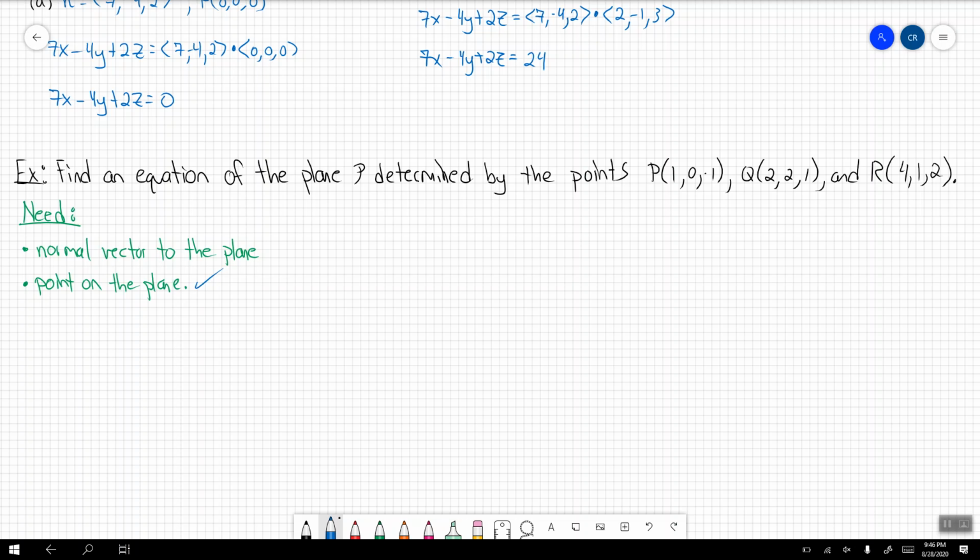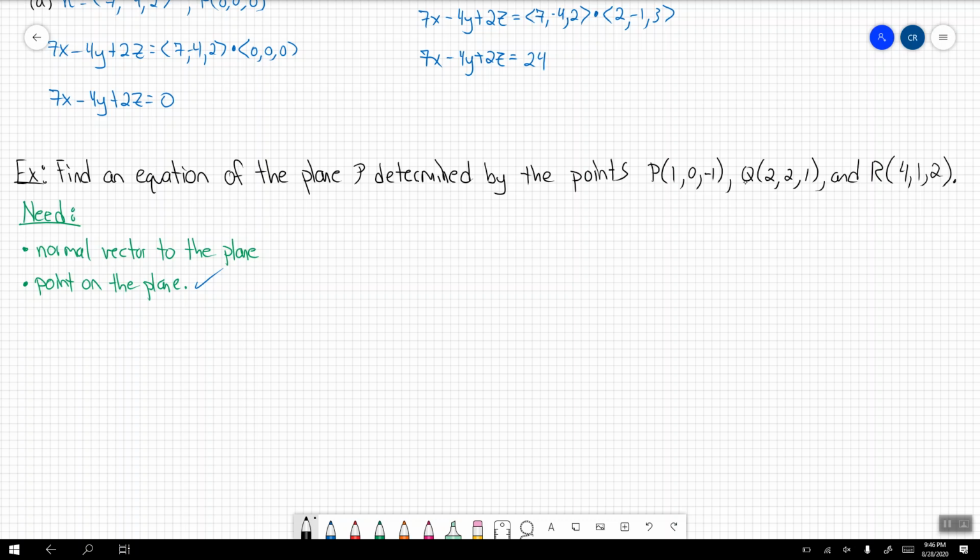However, the normal vector to the plane, we don't have that option. We need to construct that, or we need to find that. So let's start brainstorming some ideas. If we have 3 points on that plane, how can we extract, some way, somehow, with all the tools that we've developed so far in the previous sections, a normal vector?